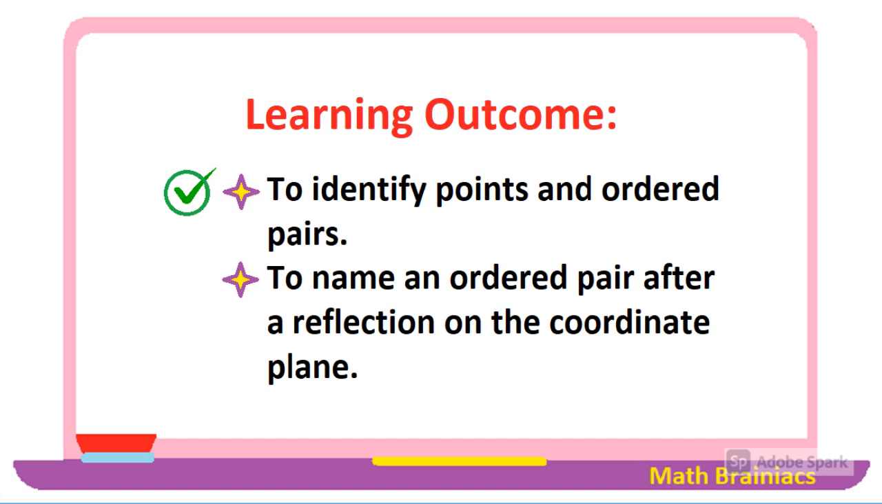Accordingly, we have learned how to identify points and ordered pairs. And we have learned also how to identify the quadrant where the points and ordered pairs are located.